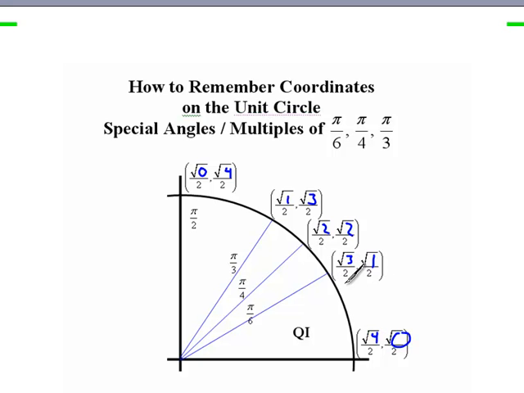Now, when you look at these numbers, you're probably going to recognize that a lot of these can be simplified, and I'm not going to do that so much here, but as we go through some examples, you'll see how that works out. So, for example, the square root of 4 divided by 2. Well, square root of 4 is 2, so this is actually 2 over 2, or 1. And I would want to simplify that when I find this coordinate for the angle pi over 2.